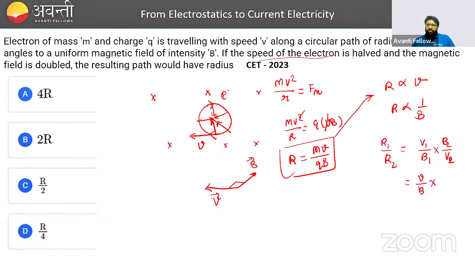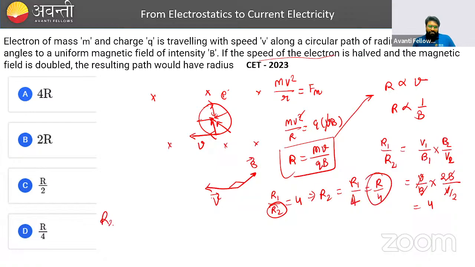After this modification, speed is half, and magnetic field is double, so it will become 2 times B. It will become V by B upon (V by 2) by 2B. We cancel out, and it is coming out 4. So we can say R1 by R2 is equal to 4. And we want to calculate R2, so it will be R1 by 4. Initially the radius is R, so the final radius will be R by 4. R by 4 is the correct answer of this question.